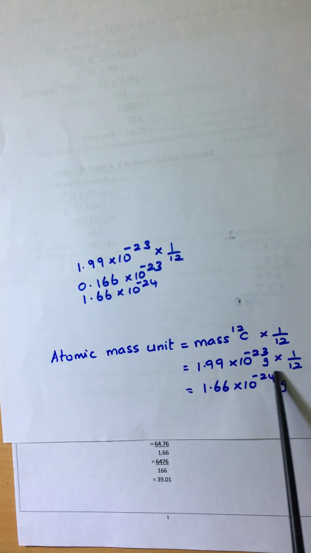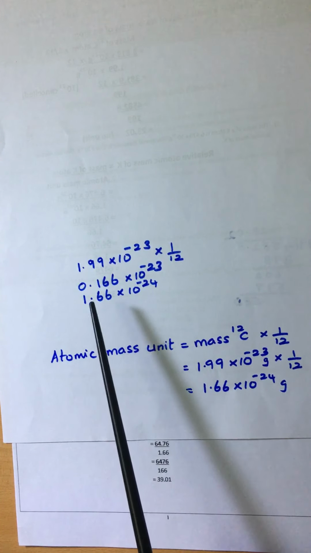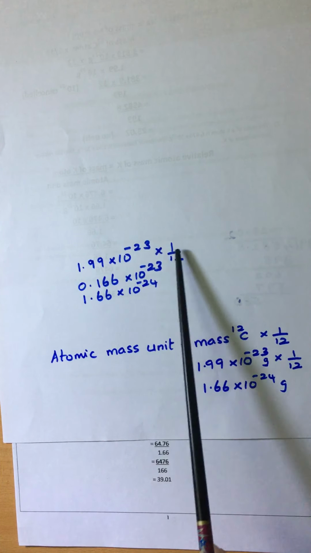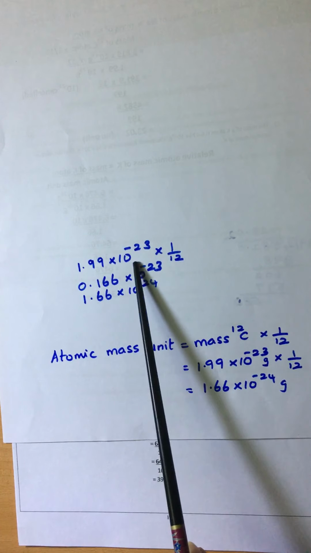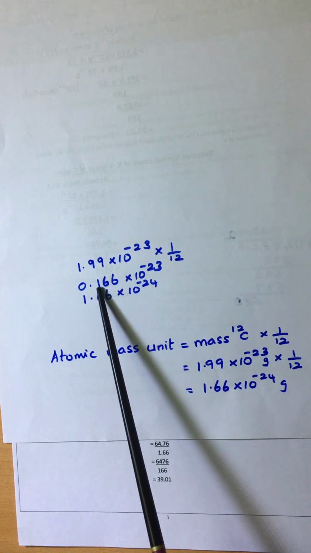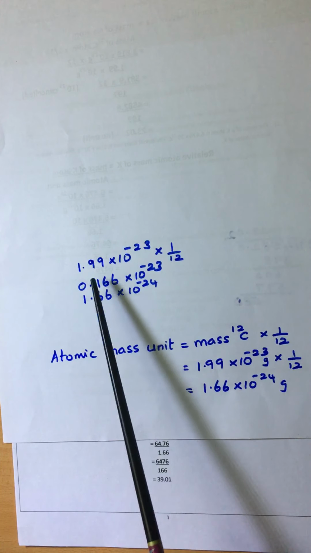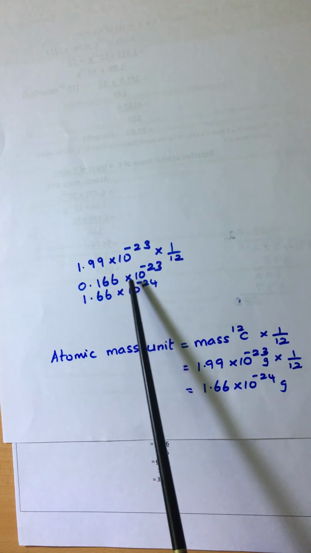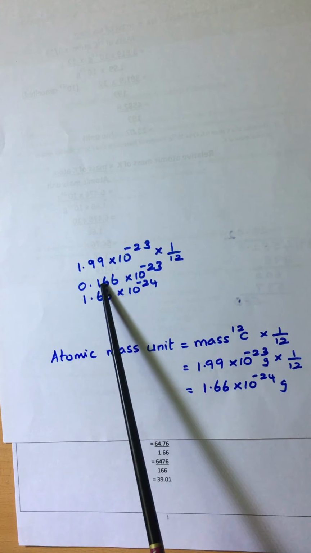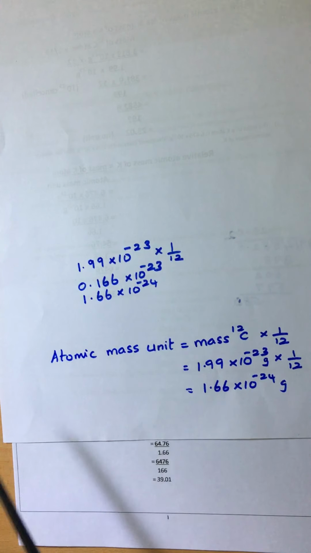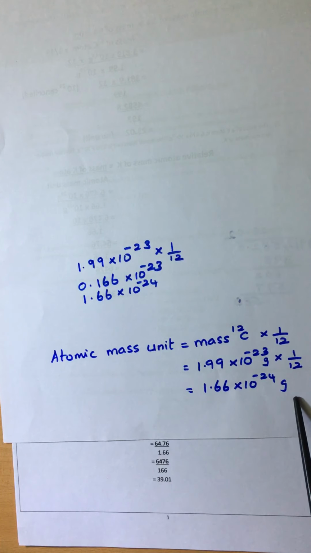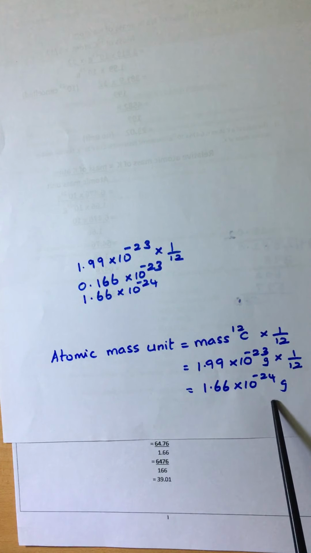So that is equal to this. The division is given here, 1.99 × 10^-23 into 1/12. When you divide this by 12, you will get 0.1, 6, 6, like that, × 10^-23 gram. When you move the decimal, it becomes 10^-24. So that is the answer, 1.66 × 10^-24 gram. This is the atomic mass unit.